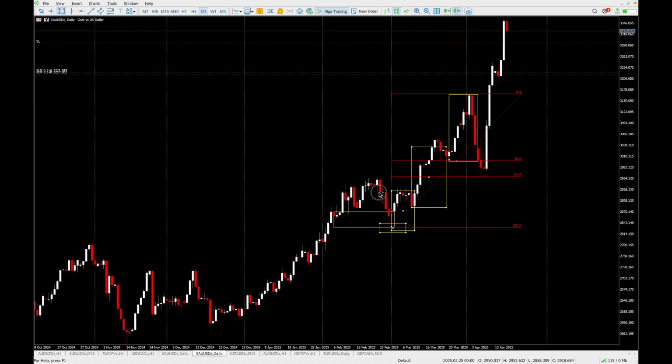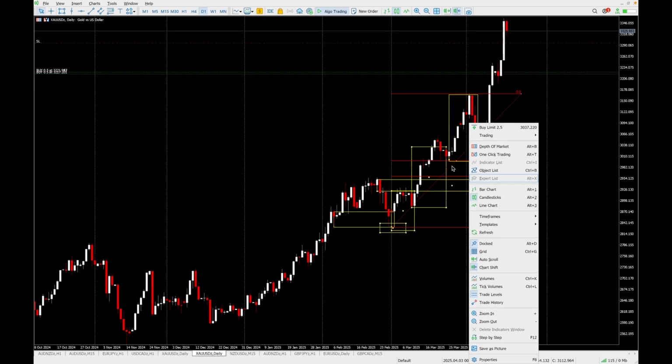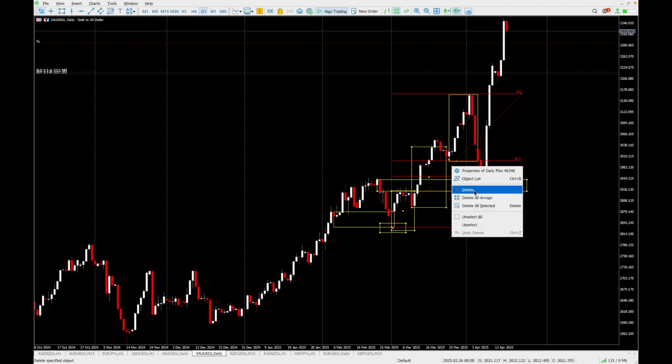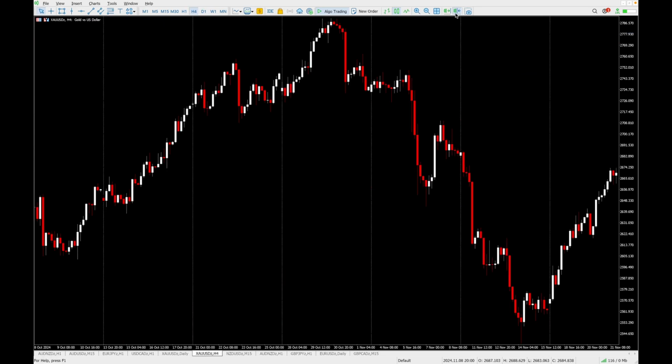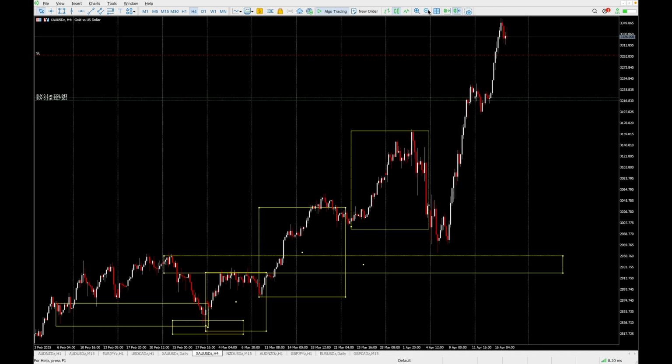You had this supply area, which was now being retested as demand right here. But at the same time, we have the 50, 61.80, a trap below, right? A trap below that. Trap below. Let me just remove the fib, to try keep it clean as possible. All right. So if we go to the daily, this is what you have.